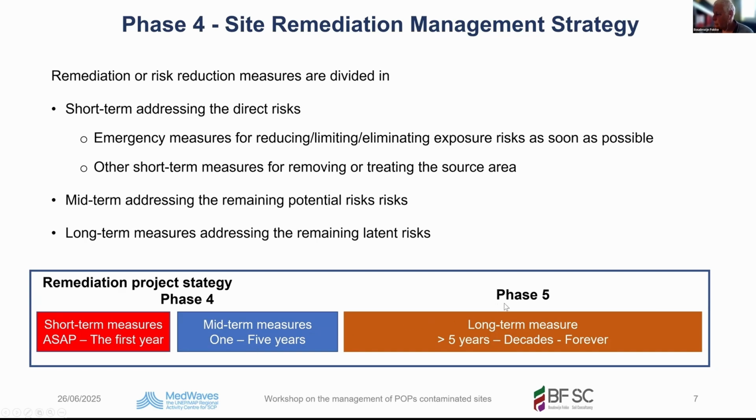And then the long-term, and then we are already in phase 5, addressing the remaining latent risk. That can be more than 5 years. It can be decades. It can be forever. And forever means that when you have a containment, then forever you should do the monitoring and aftercare. And therefore, I said earlier that in the long run, containment could be more expensive than removing. In the beginning, the investment in containment is low, but because of the long-term monitoring and aftercare, containment is often the most expensive risk reduction measure.